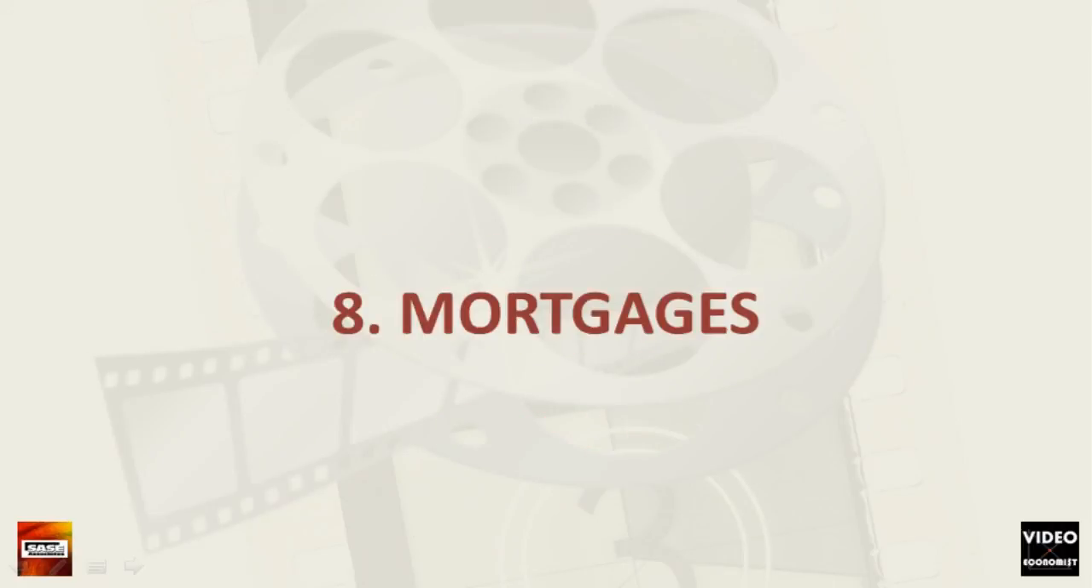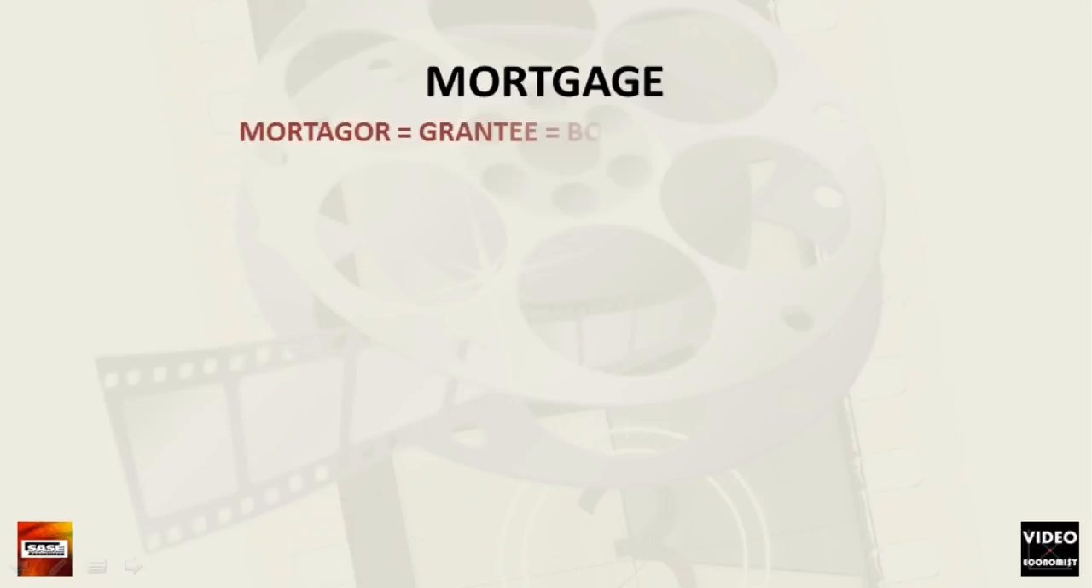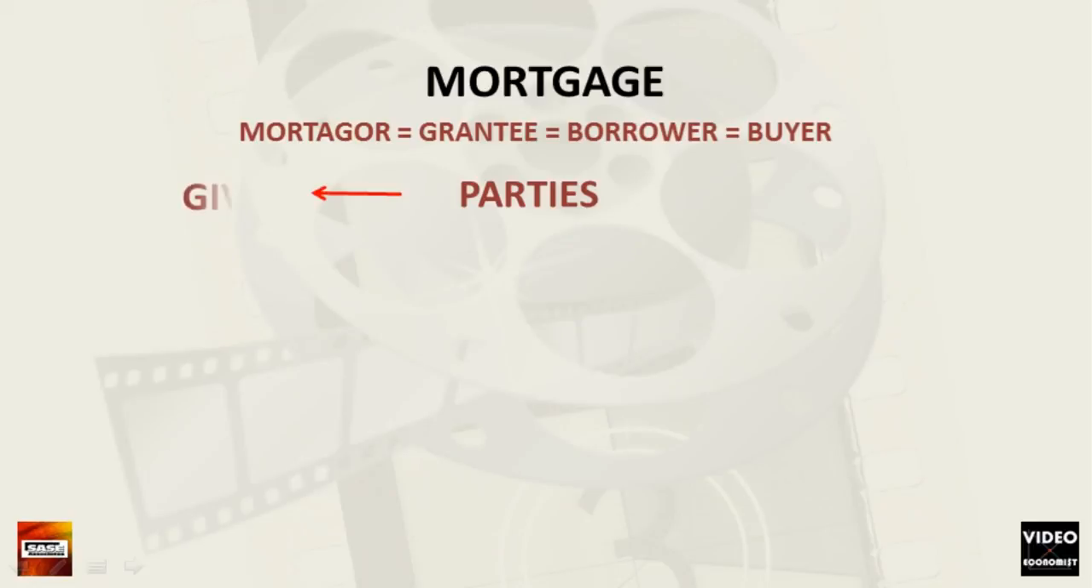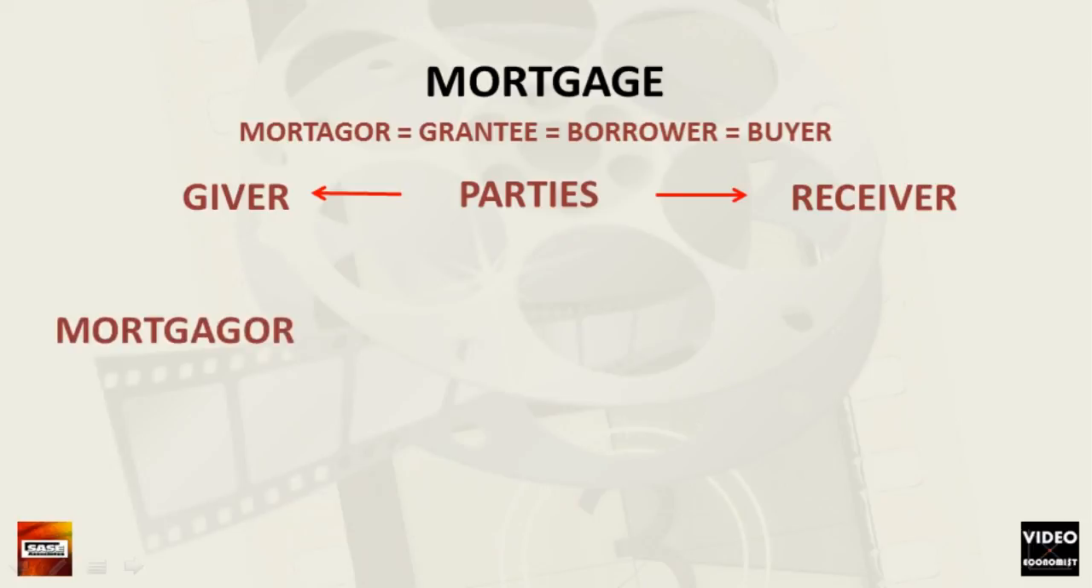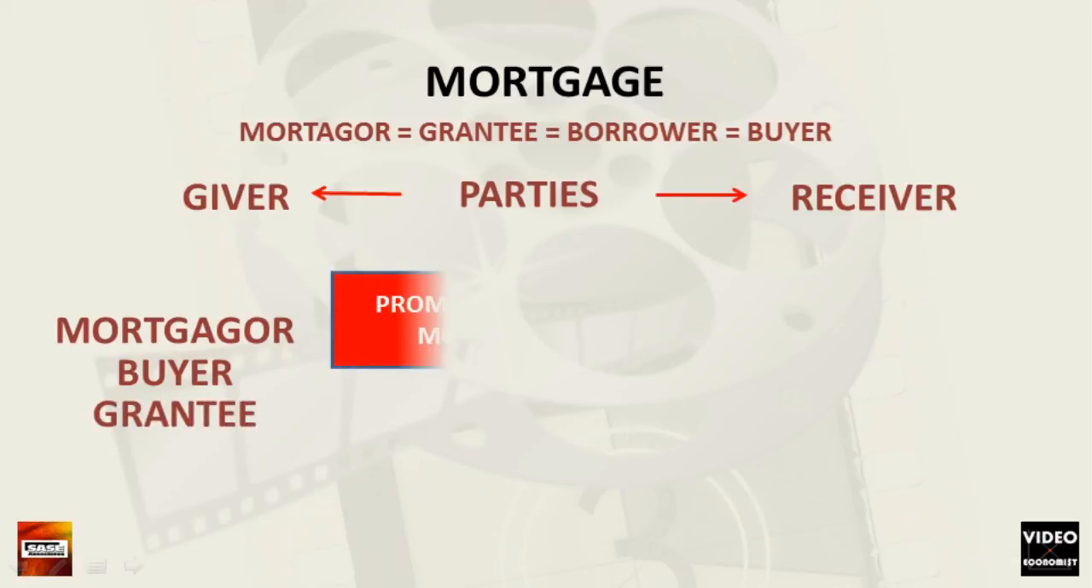Now we'll look at mortgages in a little bit more depth. A mortgage tells us that the mortgagor is the grantee giving the mortgage, is the borrower, and is the buyer. So the two parties involved in these transactions, we have again the giver and the receiver. Now the giver would be the mortgagor, who is the buyer, and is also the grantee.